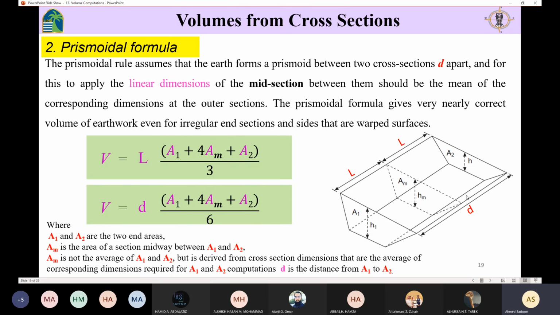If you are going to use D, we know that here 2L equals D. So if you want to use D instead of L, we put D over 2, so we are going to have D over 6. You could use L or you could use D.